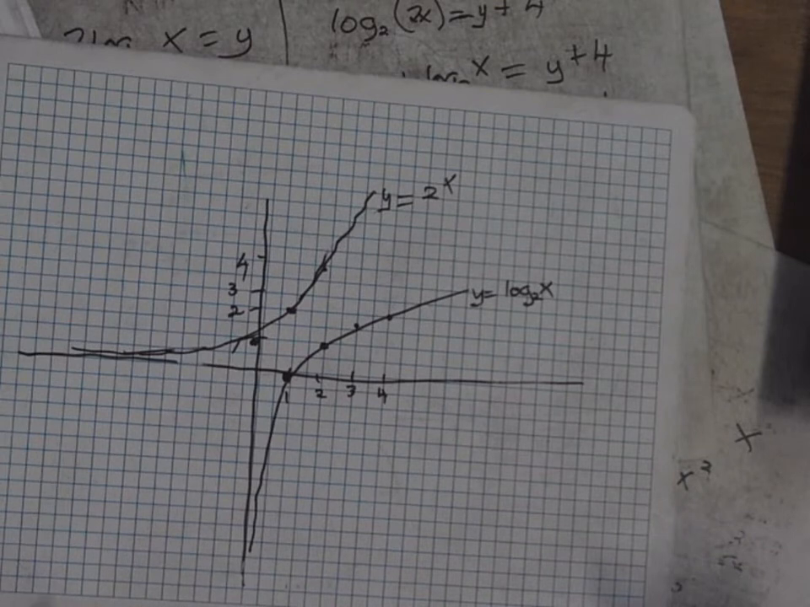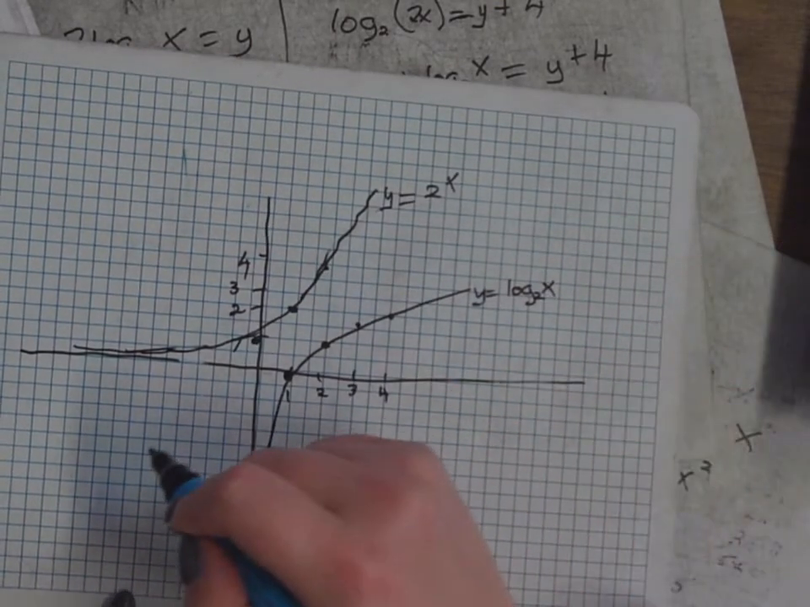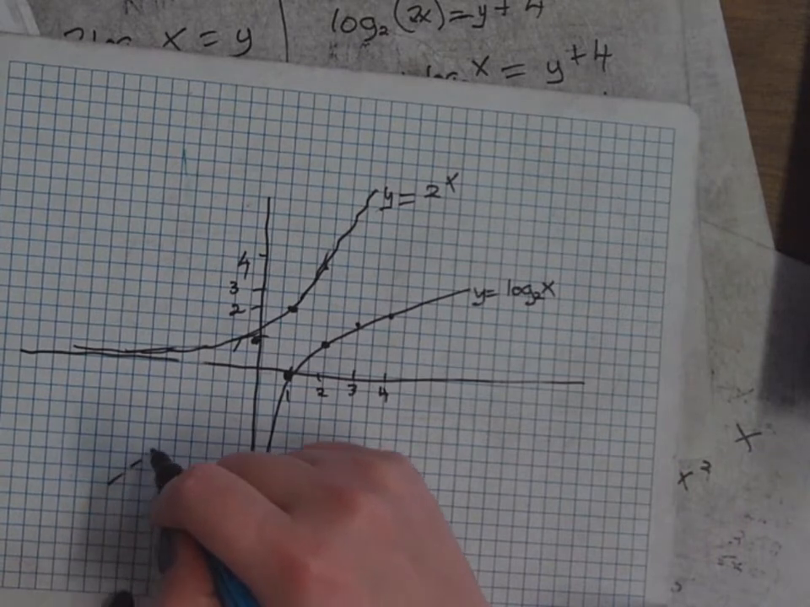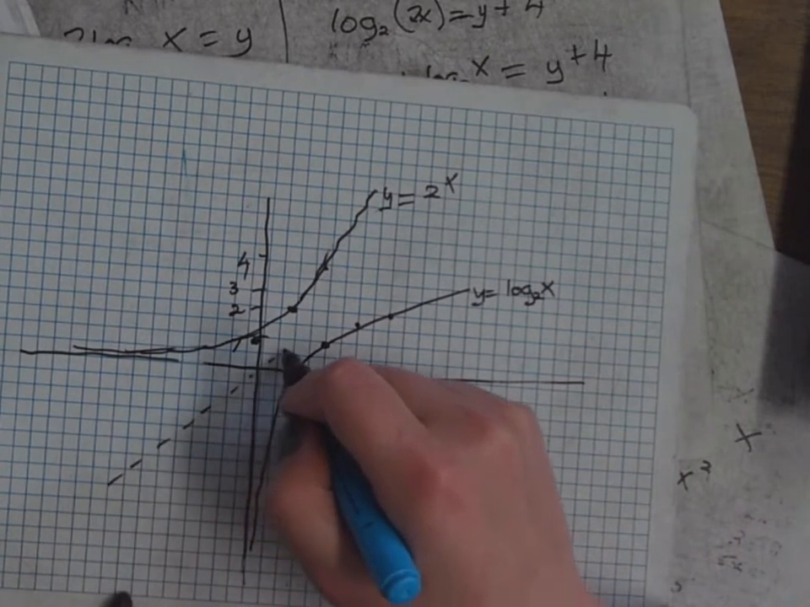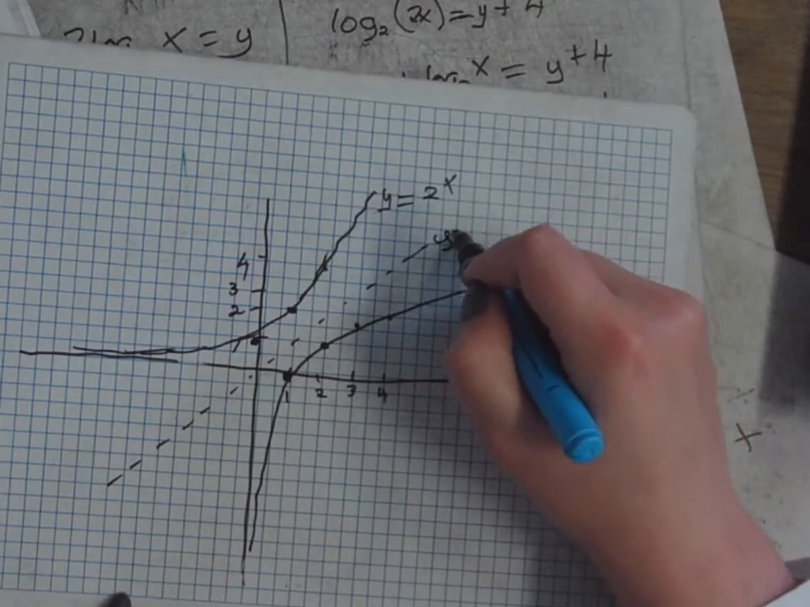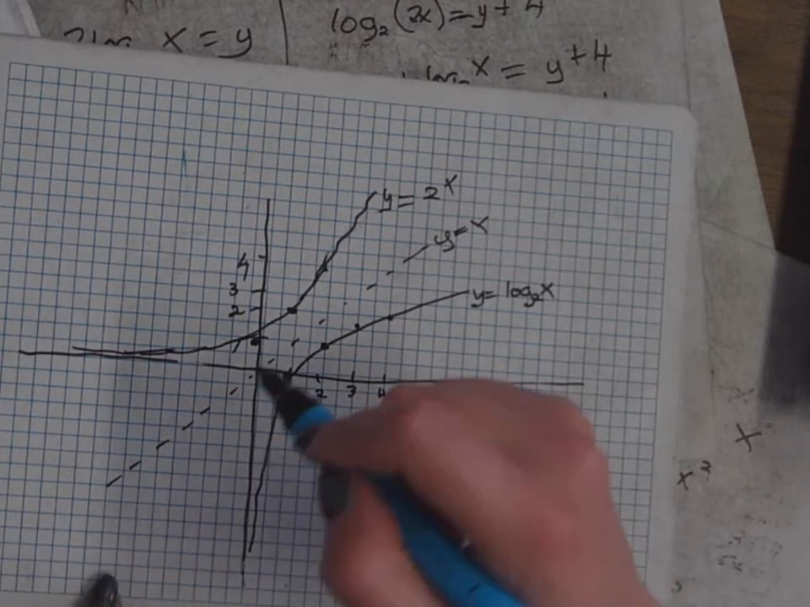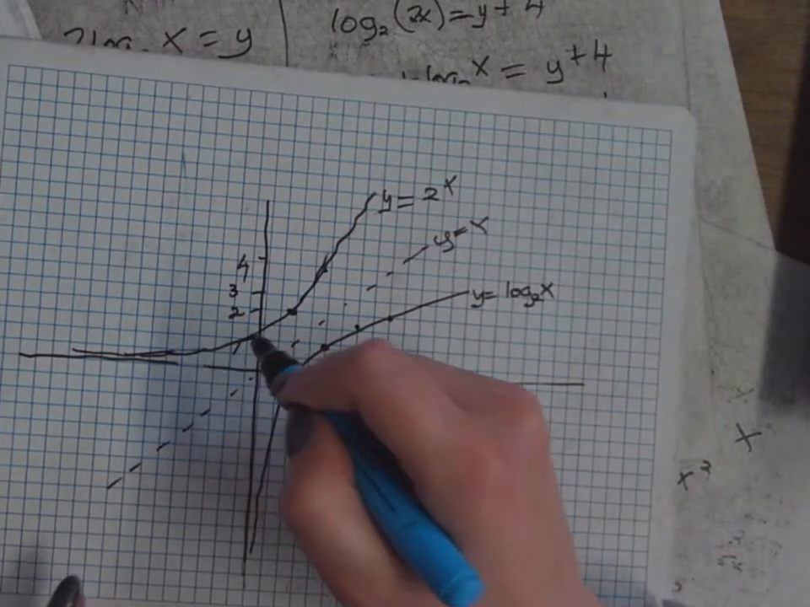What would you think? Pretty similar. Mine might look pretty similar, but is it? It's actually a reflection of y equals 2 to the power of x in the line y equals x. So it's axial symmetry in the line y equals x. Right, it's a mirror image. Is that okay? So remember y equals 3 to the power of x.